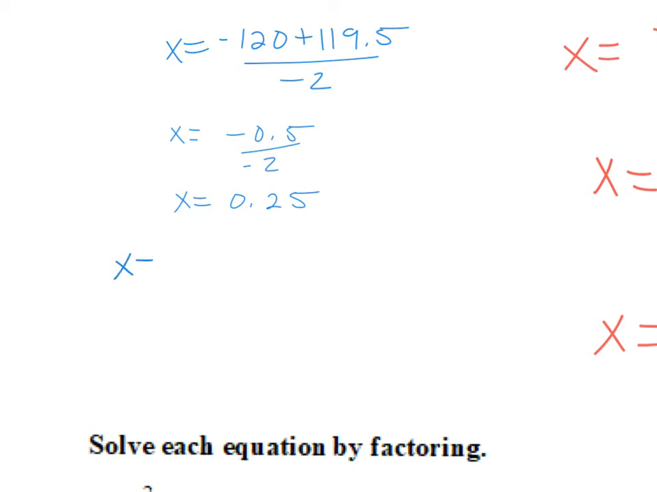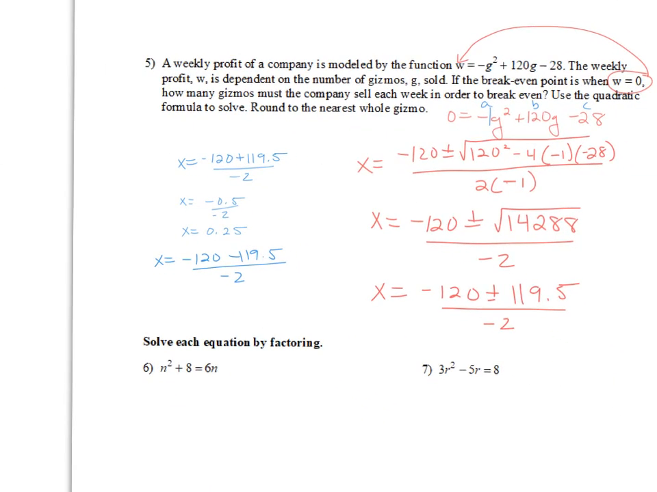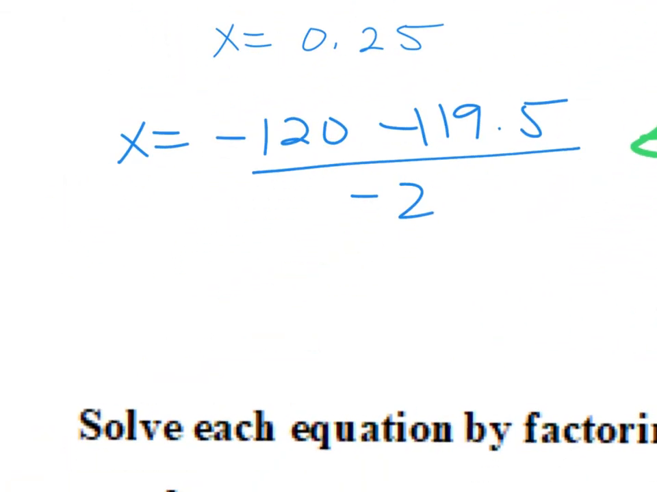So x equals -120 minus the 119.5. And we're going to divide that by -2. Okay? So guys, just keep in mind, I am separating. Here's my plus or minus. And I've just separated this out into this guy and then into this guy. So I'm doing my separation right there. All right, so now let's do -120 minus 119.5.